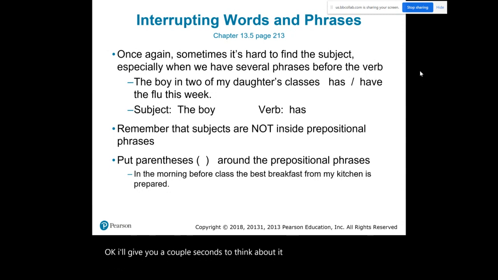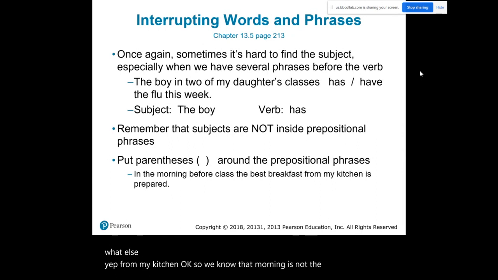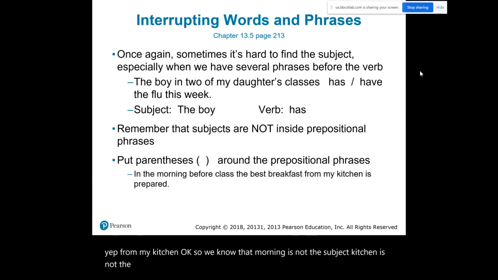Okay, let's see what you got. Sammy, can you tell me where some prepositional phrases are? Yes, it's in the morning. What else? And from my kitchen. Yep, from my kitchen. Okay, so we know that morning is not the subject, kitchen is not the subject, right? Because that's in the prepositional phrase.